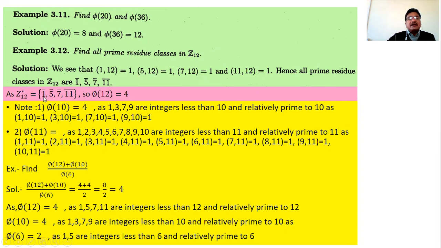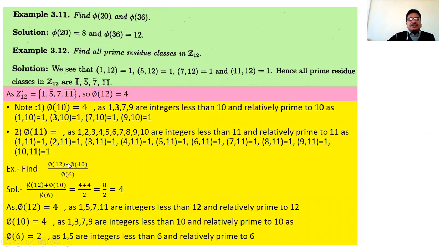And so Z12 star is 1 bar, 5 bar, 7 bar, 11 bar. And so if you find phi 12, then it is equal to 4. Here phi 10 is 4 because 1, 3, 7, 9 are integers less than 10 and relatively prime to 10. Phi 11 is what? 1, 2, 3, 4, 5, 6, 7, 8, 9, 10. So phi 11 is 10, because these 10 numbers less than 11 are relatively prime to 11.